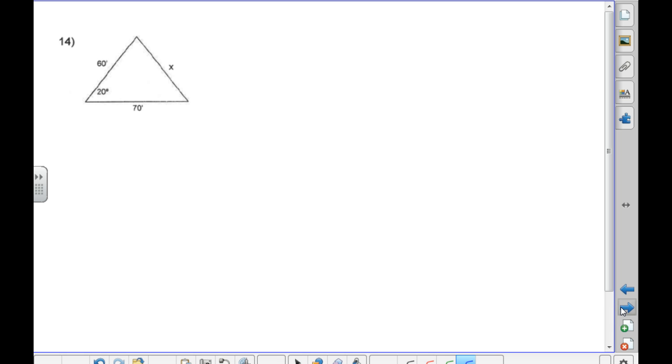Number 14. What are we doing here? Can we do law of sines? Nope, we got to do cosines. So this time the opposite side is the unknown. So it's going to be what? This one's just a typing question.